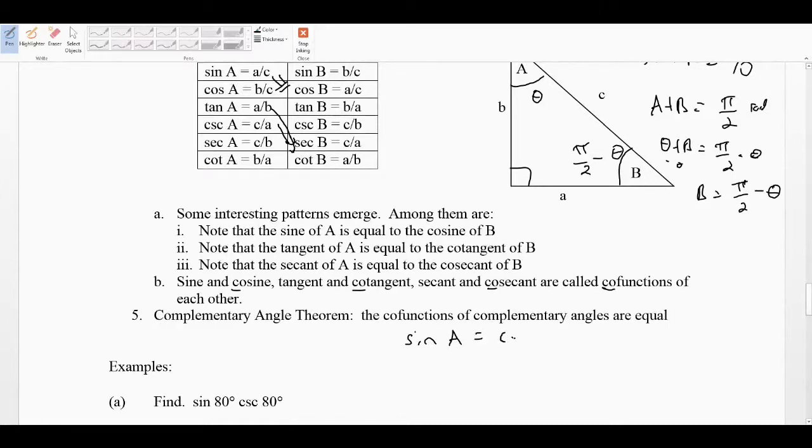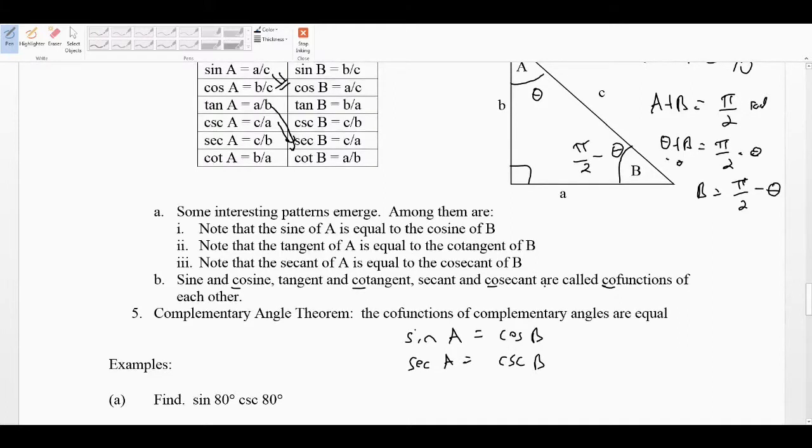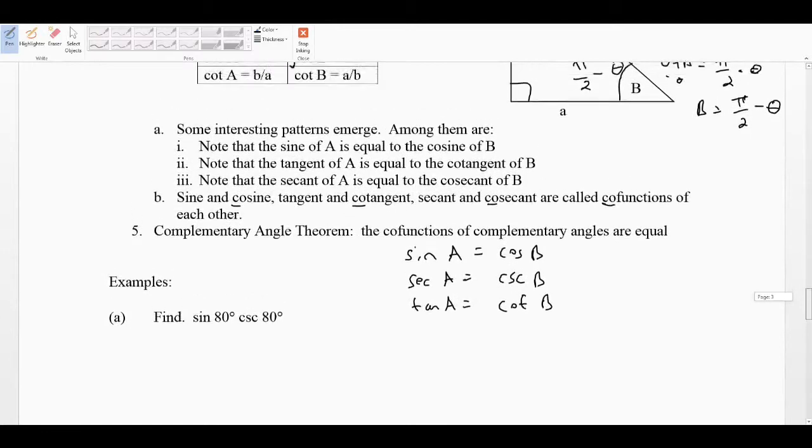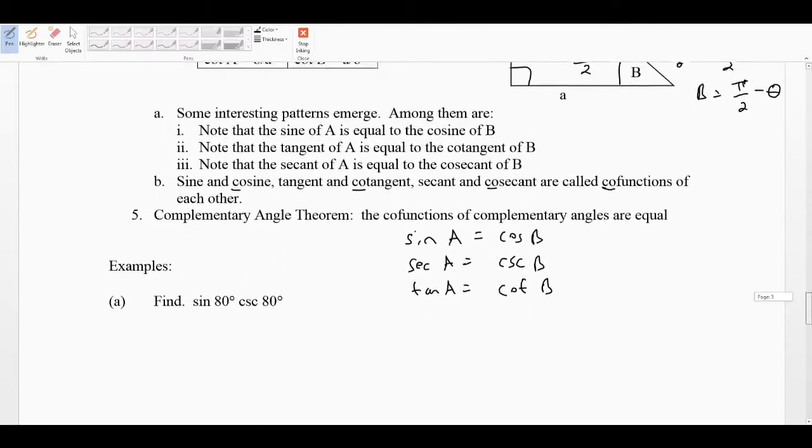Sine of A is equal to cosine of B. The secant of A is equal to the cosecant of B. And then the tangent of A is equal to the cotangent of B. A and B are complementary angles. Have to be.